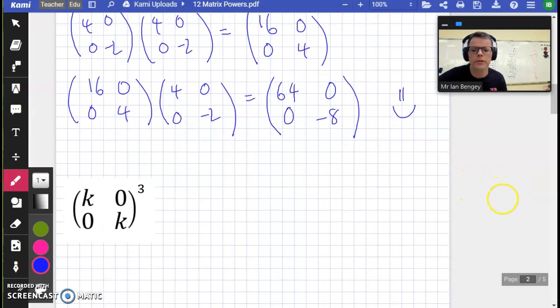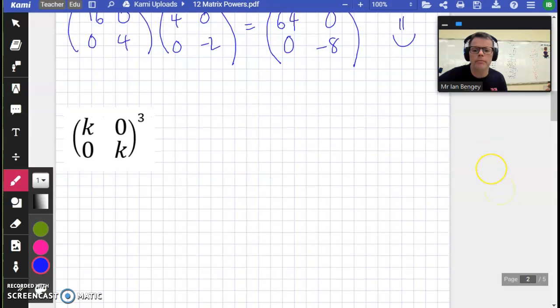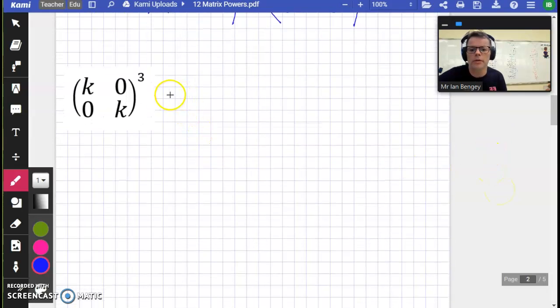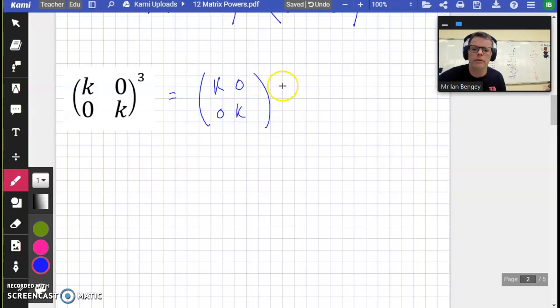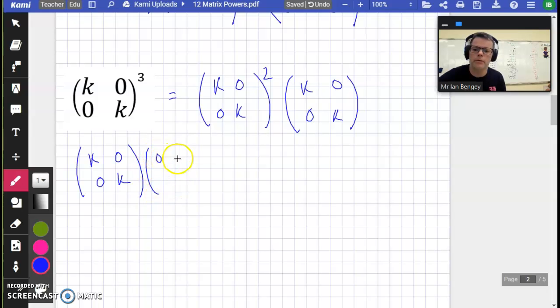So we'll have a look now at generalizing. We think this is going to be k cubed, k cubed. We can actually just show this one, can't we? Let's have a look. It's [k, 0; 0, k squared] times [k, 0; 0, k]. Oh dear, I've made a bit of a mistake there, haven't I?